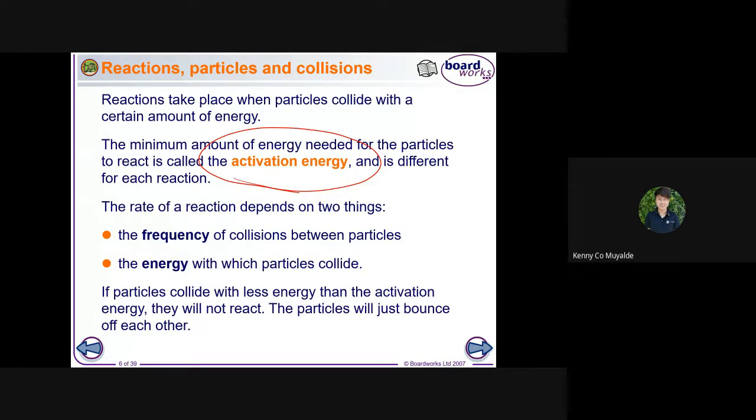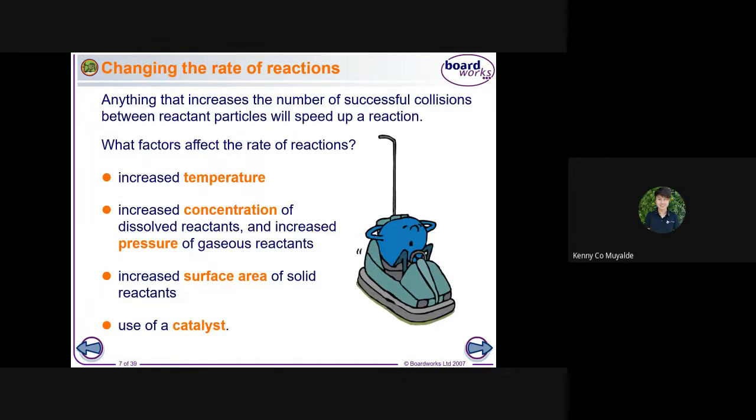So the rate of reaction depends upon two things. Ito na yun, yung frequency and then yung energy. For frequency, we have the following: temperature, concentration, pressure, surface area, and for energy naman, we have catalyst. So how do these following affect our rate of reaction?